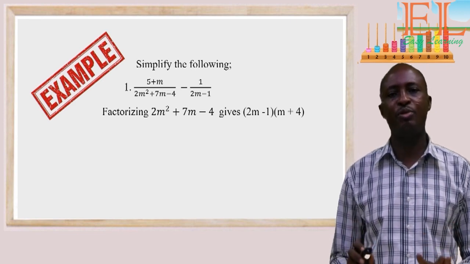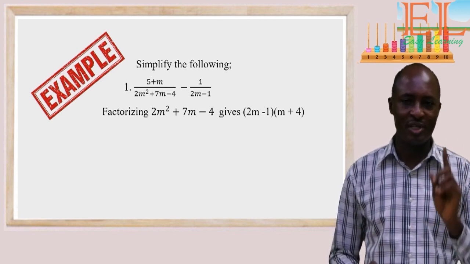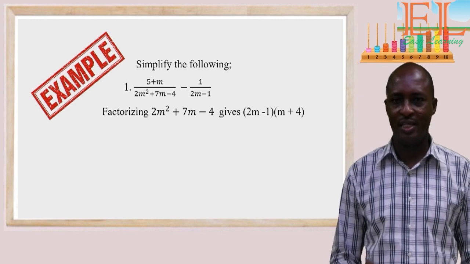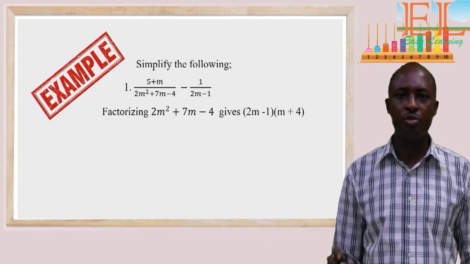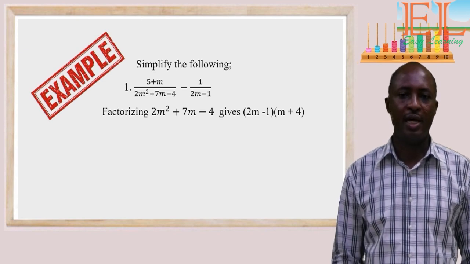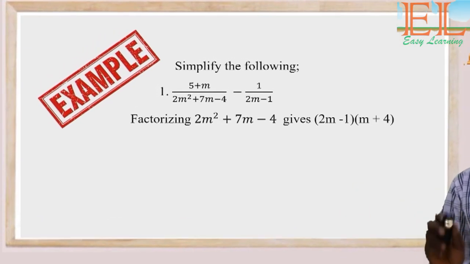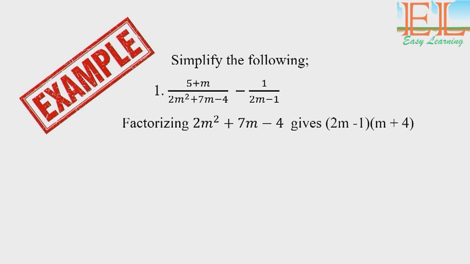So when we take 2m squared plus 7m minus 4, you have already been taught how to do quadratic factorization. And so this is a quadratic expression. And when you factorize it, you will get (2m minus 1) times (m plus 4). Now this tells us that the 2m minus 1 on the second term of the expression is a factor of 2m squared plus 7m minus 4. So our LCM will be (2m minus 1) times (m plus 4).